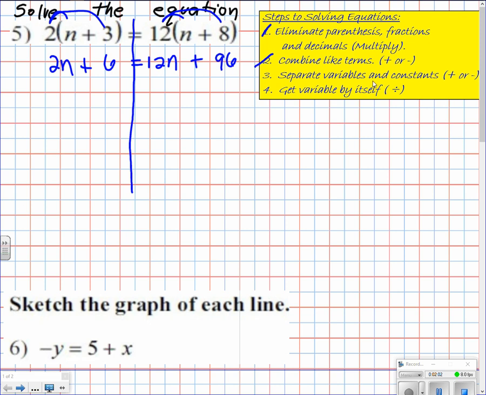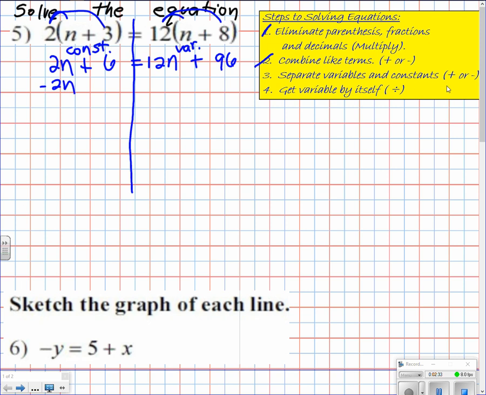Variable means letters. So ask yourself, where is the letter? The answer is the letter is on both sides, left and right. Pick a side, it doesn't matter. I'm going to pick the right. So variables on the right hand side, and on the other side I want constants. Constant means numbers only. Are both of these numbers only? 2n is not a number only. Get rid of it. Minus 2n.